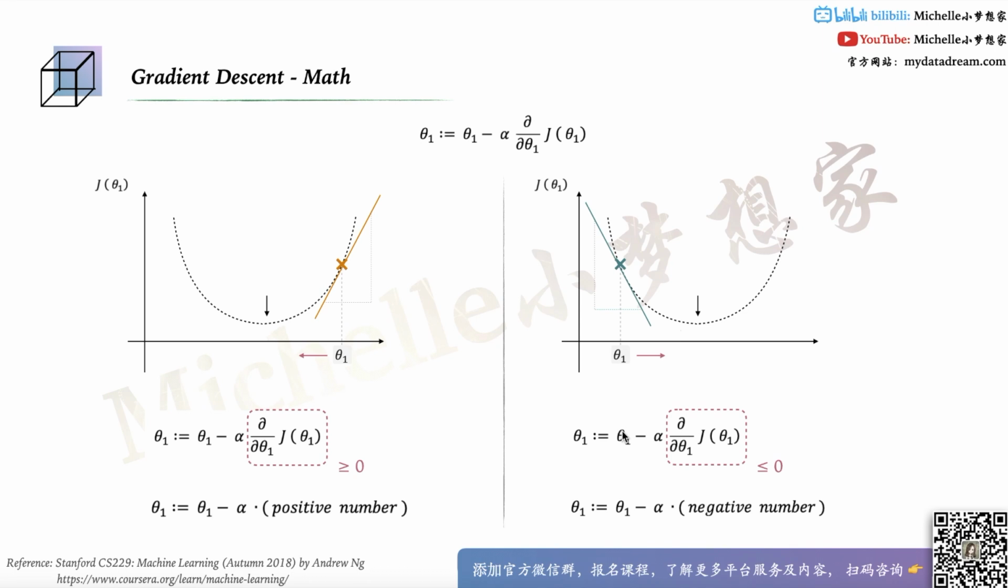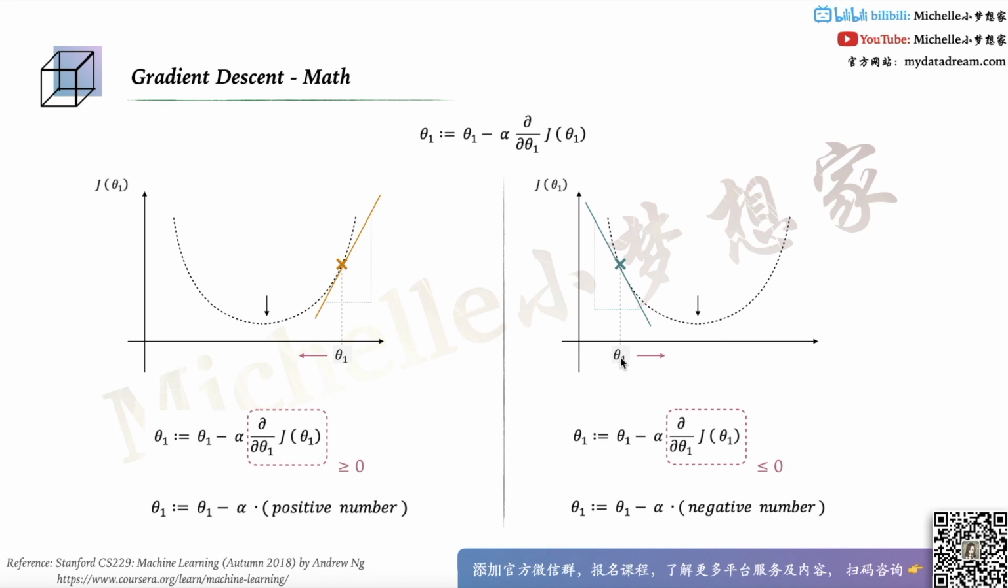Using the same update rule, since alpha is positive and the slope is negative, their product becomes negative. So subtracting a negative value is equivalent to adding a positive value. So theta 1 will be increased. This means that the parameter moves rightward along the curve.